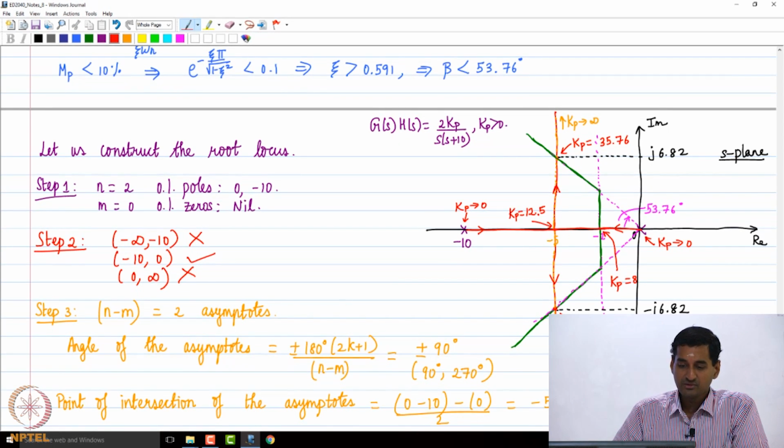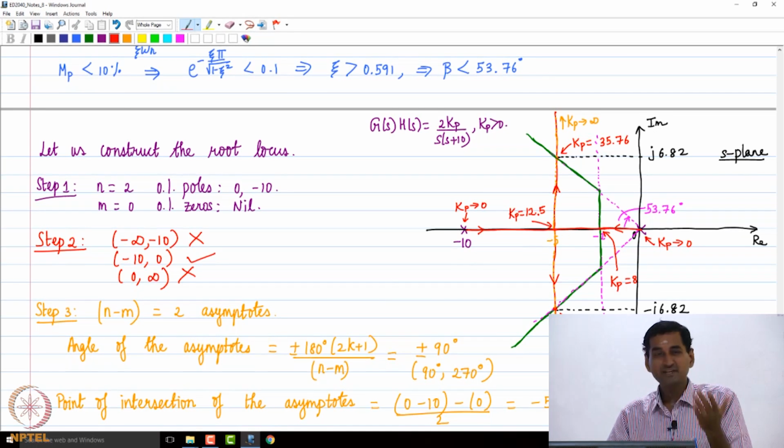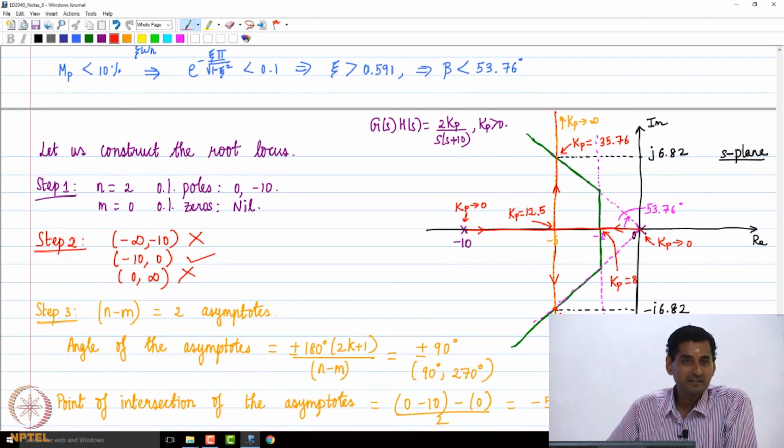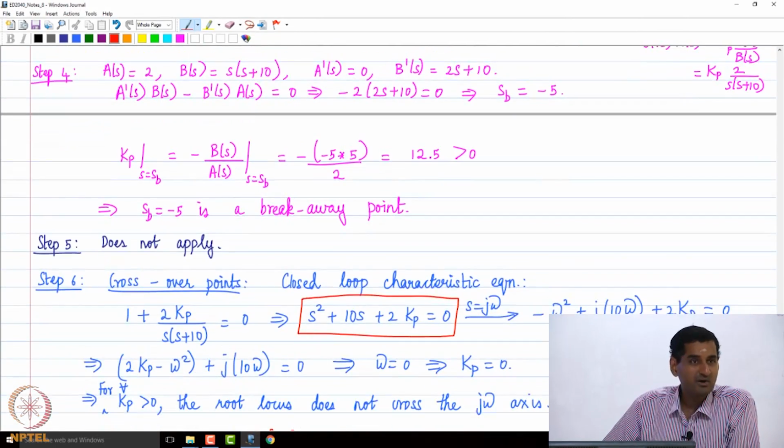Fine. So I hope it's clear. What we have done is just run through one study where we can generate models and do this process of control design. That's just to give a flavor of what we could do with whatever we have learned.